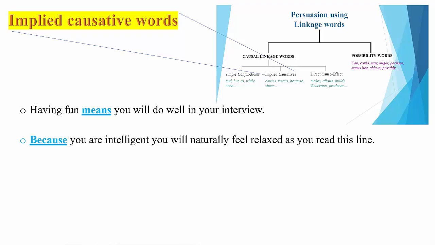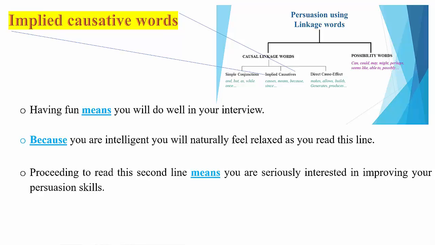Because you are intelligent, you will naturally feel relaxed as you read this line. Proceeding to read this second line means you are seriously interested in improving your persuasion skills. Now here, if you notice, proceeding to read this second line has actually no connection with you being seriously interested in improving your communication skills. But when we put the implied causative linkage word, it suddenly begins to make sense. Just read the sentence again.